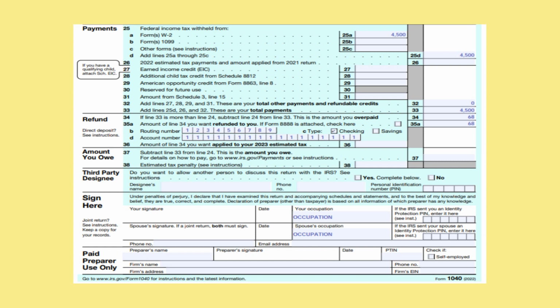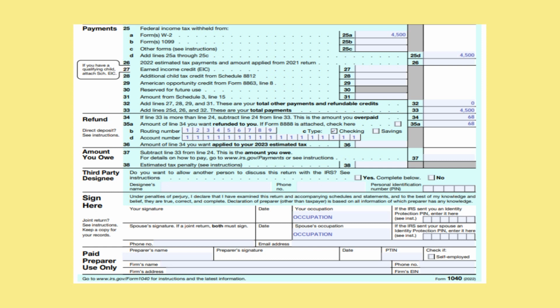On line 25D, add lines 25A through 25C to arrive at $4,500. On line 26, include any estimated tax payments that you made and any amount that you applied to your 2022 return from your 2021 return. The situation for this would be if you had an overpayment on your 2021 return and instead of receiving a refund, you applied that amount to your 2022 return.